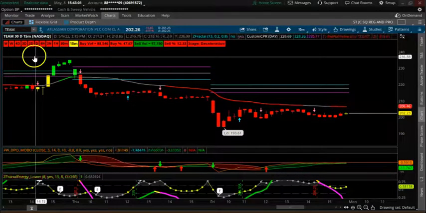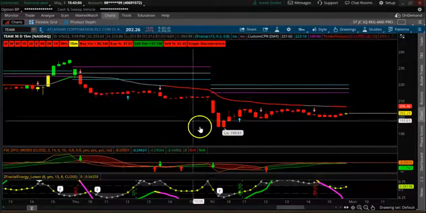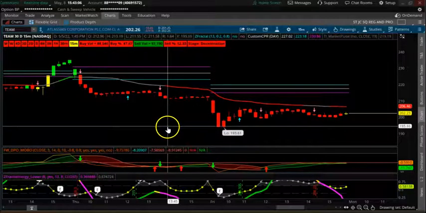You can also see all these time frames are red. Okay, this is definitely a downtrending stock, TEAM. Okay, thank you.